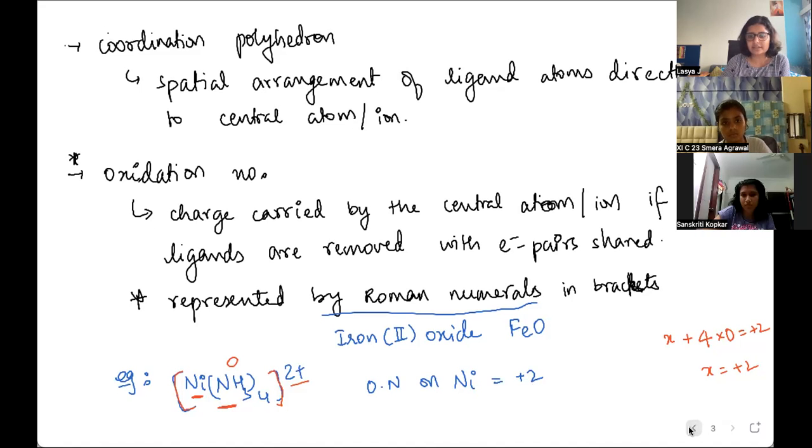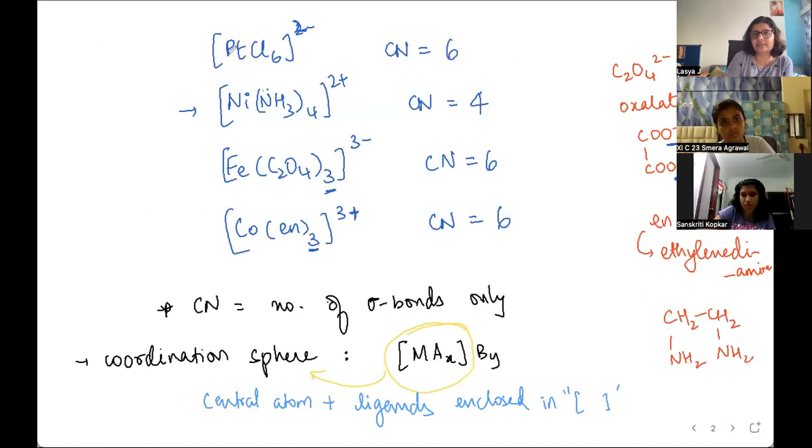Similarly, can you calculate the oxidation number on platinum in this? Just send it on chat, I want answers from both of you.